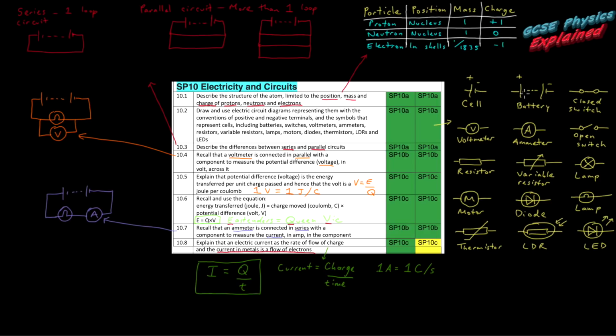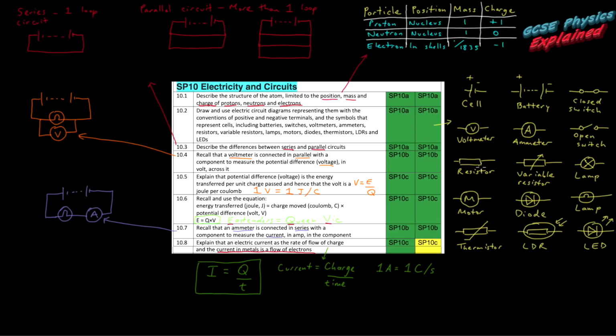Same thing for the battery. That's what that looks like. A closed switch, it's Harry Potter's glasses. Voltmeter, it's just a circle with a V. Ammeter, a circle with an A. Open switch, Harry Potter's broken glasses. See my video if you haven't seen it.